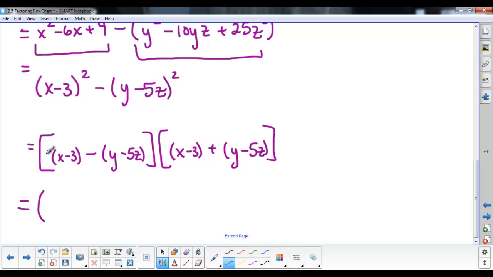So there's a positive 1 in front of this bracket and a negative 1 in front of this bracket. And again, positive 1s in front of both brackets. And if you had any like terms, you would collect and simplify. But we don't, so we are all done factoring.